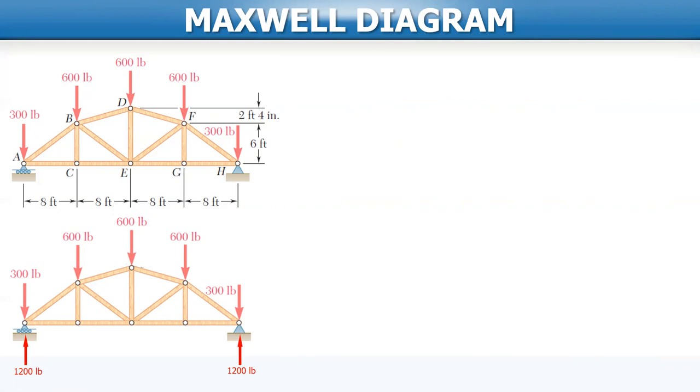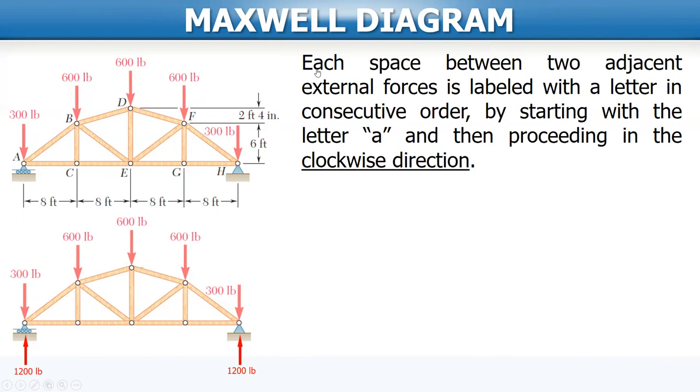Okay. So graphical method. First, delete the joint labels, A, B, up to H. So, wala na i-label rin sa joint. And then we start the graphical analysis.